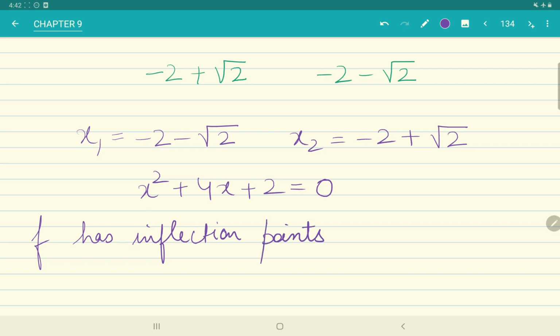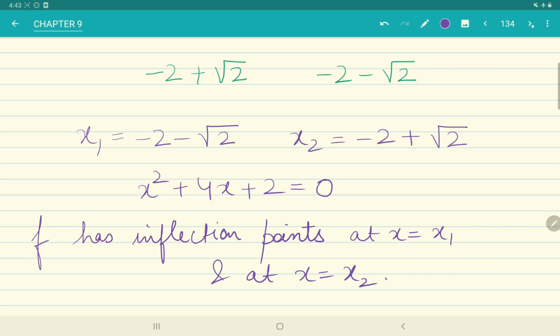no, I should not say that. I should actually be careful about this particular concept. I know that f double prime x is equal to 0 when x1 is this and x2 is this. So from this we just have this necessary condition in this case. So I can't say that f has inflection points at x is equal to x1 and at x is equal to x2.